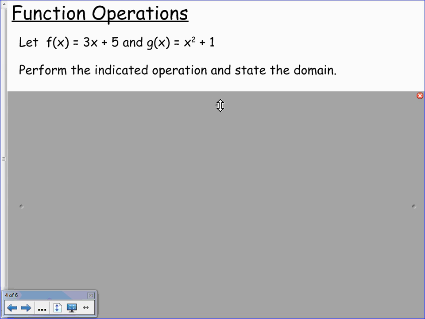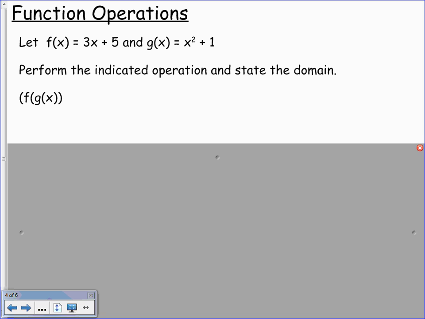Okay. Let's do f of g of x first. So that same notation I gave you on the last slide. Let's do f of g of x.